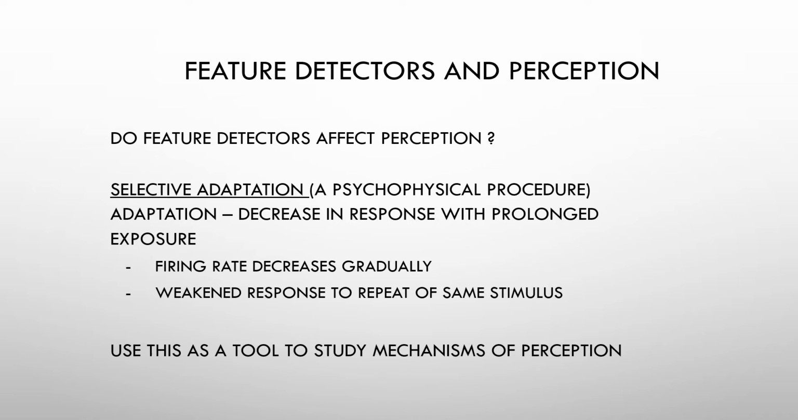When we talk about adaptation, what this means is that we have a decrease in response with prolonged exposure. We know that with neurons, the longer they are responding to something, they fatigue, and so their firing rate gradually decreases, and we see a weakened response to a repeat of that same stimulus after they have adapted or fatigued. We can use this selective adaptation as a tool to study mechanisms of perception.